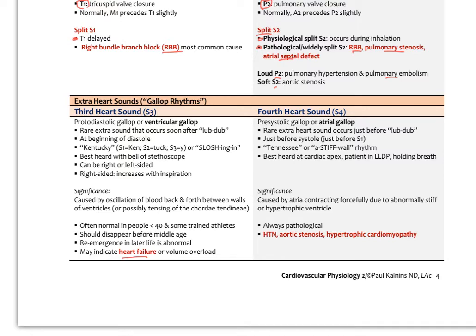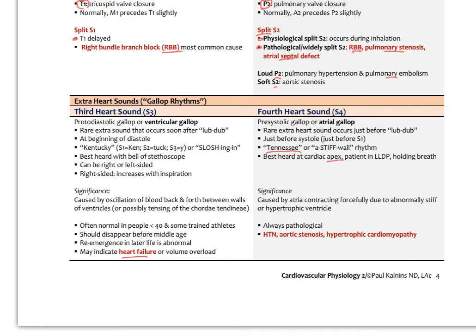So there's an overload of blood occurring in the ventricles. So that's an S3. And S4 is happening right before systole. So it's still in diastole, but right before systole. We use the sound of Tennessee, or a stiff wall. So instead of lub dub, it's lub lub dub, lub lub dub. So right before the first heart sound, we hear S4.